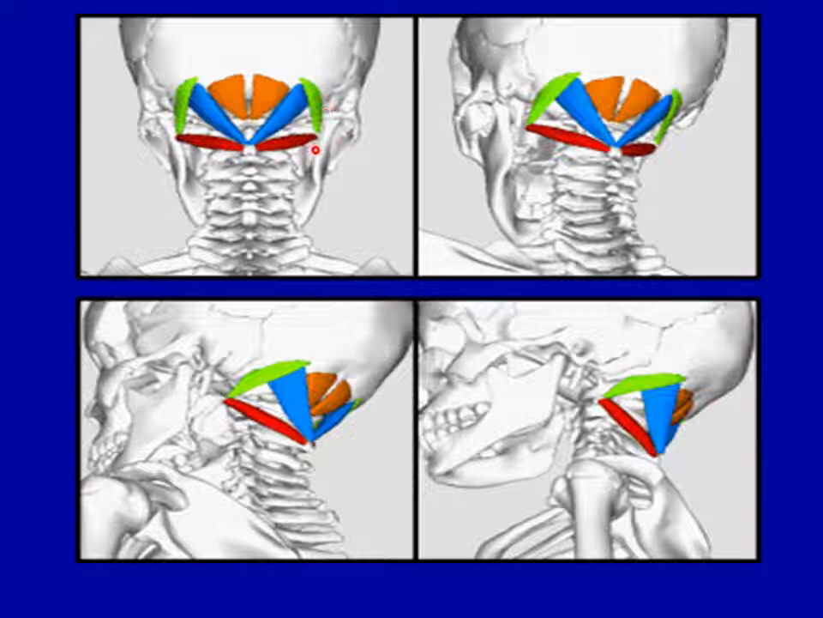The rectus capitis posterior major, along with the obliquus inferior, rotates the head, turning the face to its own side. Okay, and obliquus capitis superior, or the superior oblique, flexes the head laterally to its own side. So these are the actions of the suboccipital muscles.